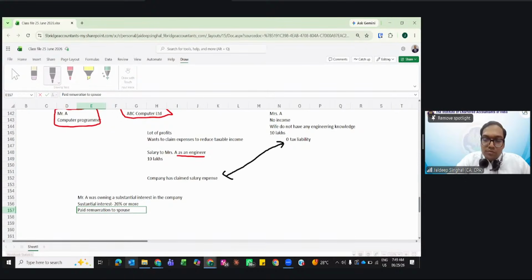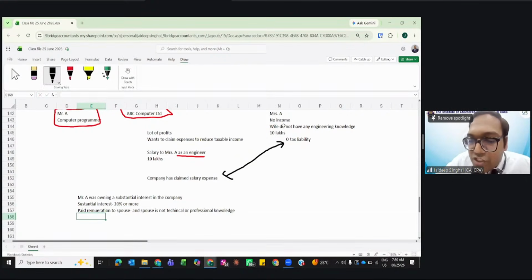and the spouse is not technical or professional in that area, doesn't have technical or professional knowledge. She was paid as engineer, but she is not actually working. That was just to claim the expenses. Now, will the clubbing apply here? What do you think?